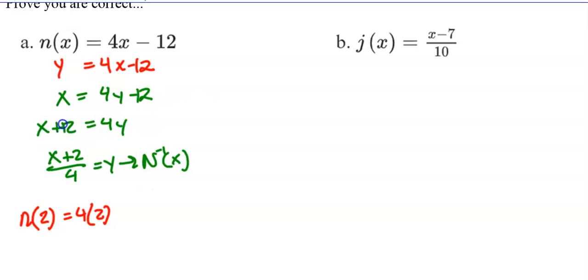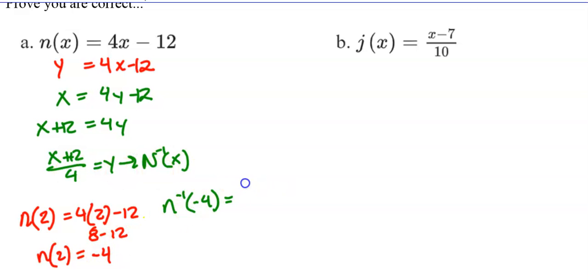Minus 12, plus 12, 12, and that's how it changes it. No big deal. Okay, so we get 4 times 2 minus 12, which is then 8 minus 12, which is negative 4. So n of 2 is equal to negative 4. But if we're going to do an inverse of negative 4, we should end up with 2.